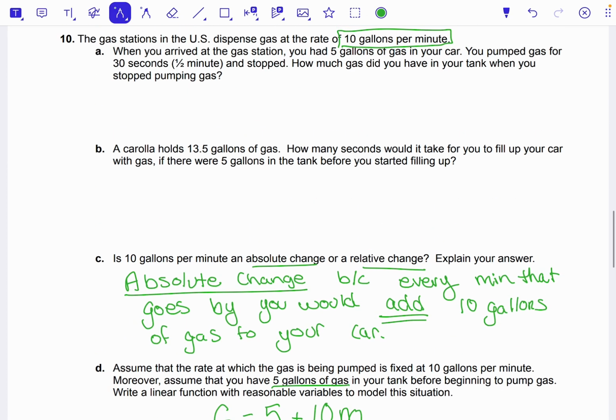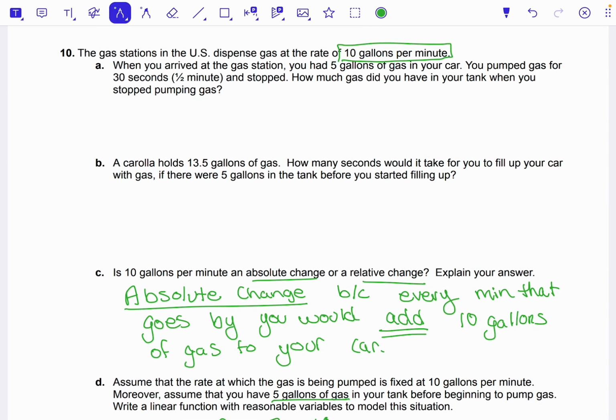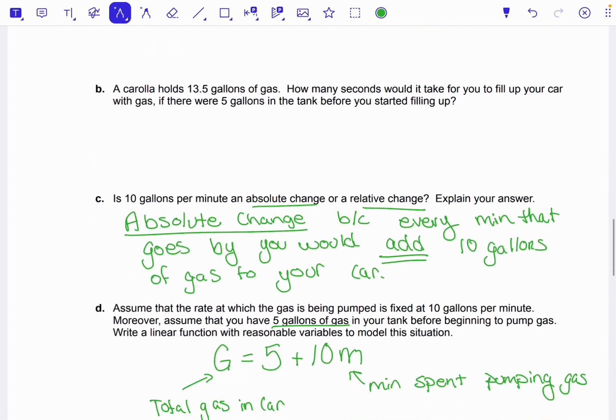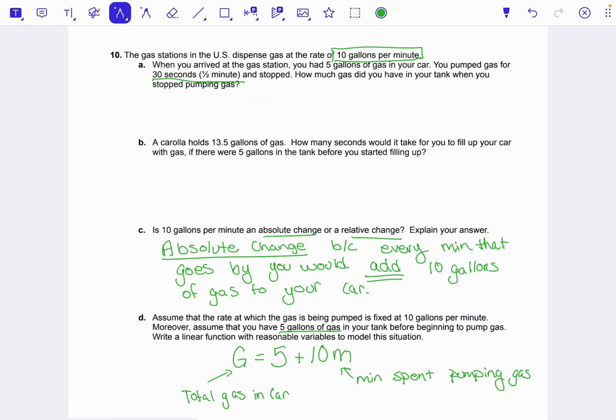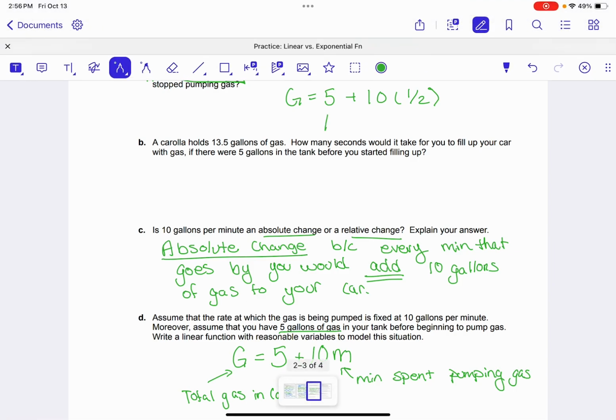And so the reason I'm doing that is if I now go back to A, it says you arrived at a gas station, you have 5 gallons of gas in your car, you pump for 30 seconds and stop. How much gas is in your tank when you stopped pumping? So we can now use that linear function we wrote down on D to answer question A. Now, the key here is that it is given in seconds, but 30 seconds is equal to half a minute. So I'm going to plug in 1/2 for M because we have half a minute, and then evaluate. So half of 10 is 5. 5 plus 5 means I would have 10 gallons of gas in the car.